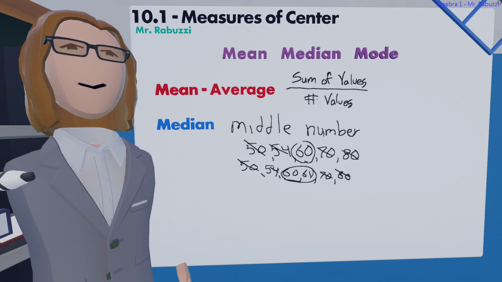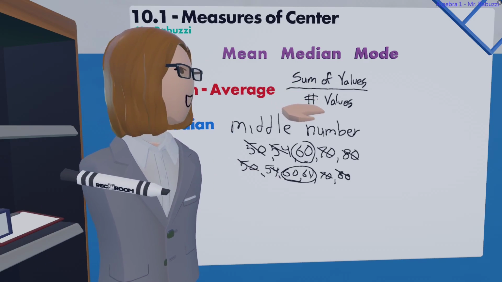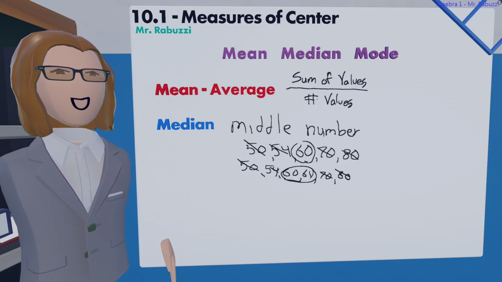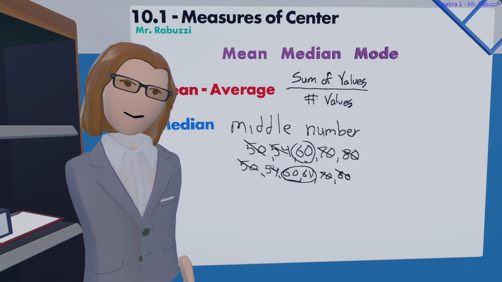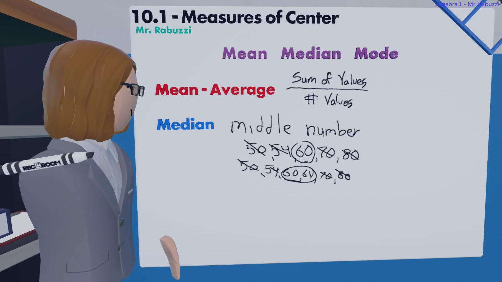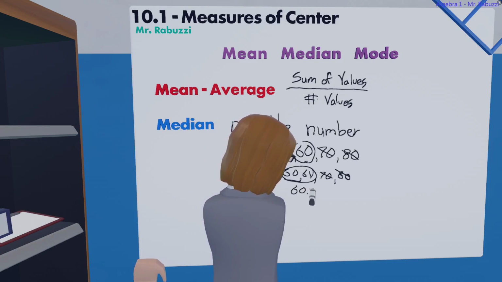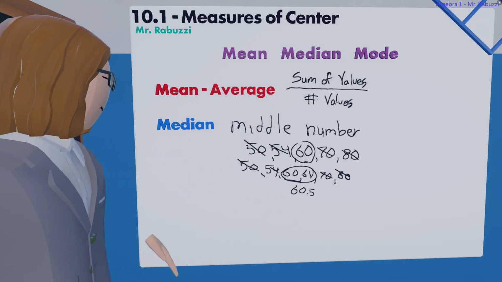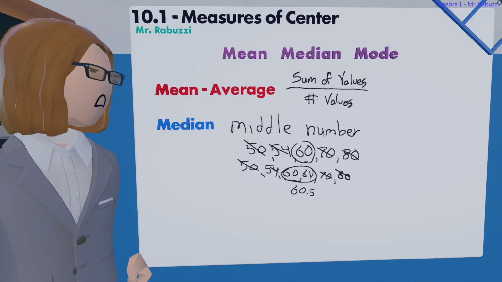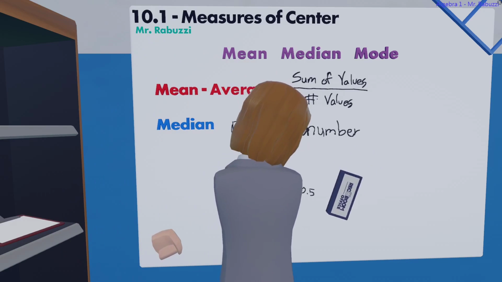I'm going to do it in my head. 60 plus 61, right? Add those two up, then divide by how many you added up. So we add these two and divide by 2. 60 plus 61 is 121. 121 divided by 2 is 60.5. That's the only time it gets a little tricky for the median. If you get two numbers at the end, find the mean of those two numbers. Find the average of those two numbers. Okay, that's median.